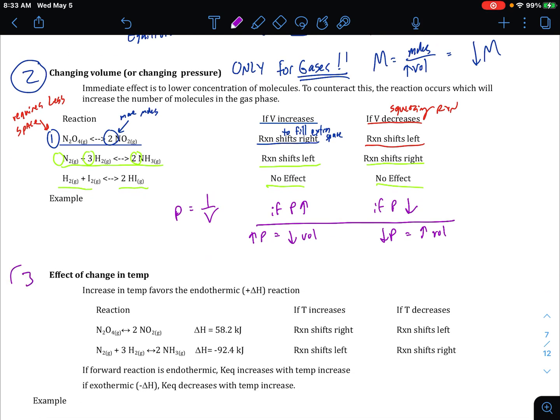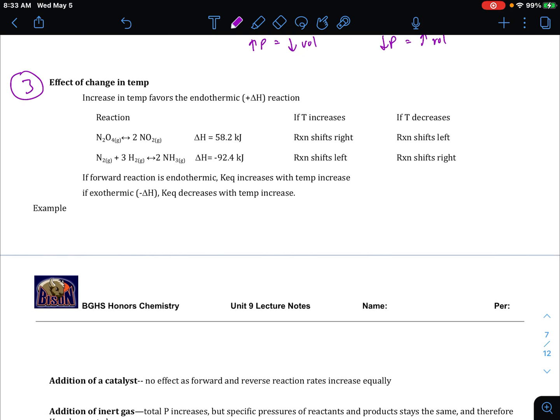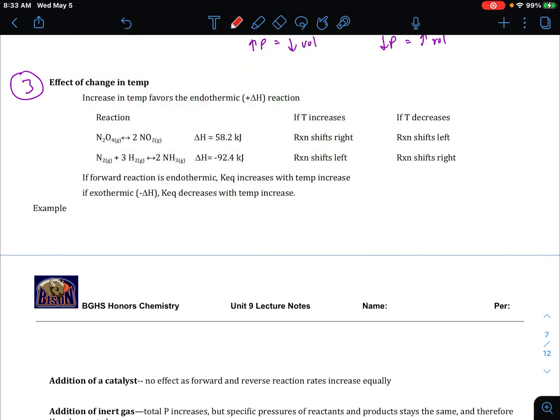All right, and so the third type of stress is changing temperature. Whenever you have a reaction, a lot of times you will see a symbol like this, delta H. Delta H is the change in heat that takes place when this reaction takes place. A positive value right here, the plus sign is not there, but there's no negative sign, so therefore it's positive. This is what we call endothermic. Positive values mean that the reaction is endothermic, and endothermic means that the reaction takes in heat.